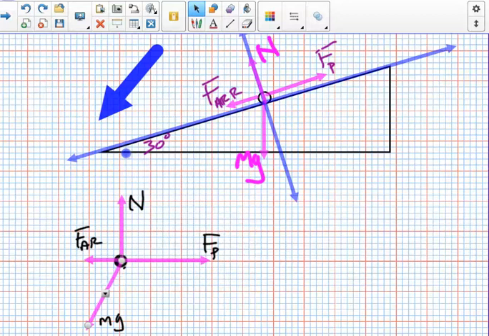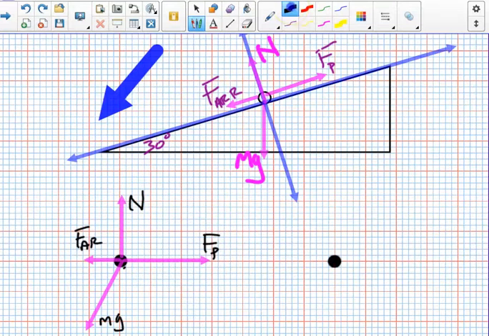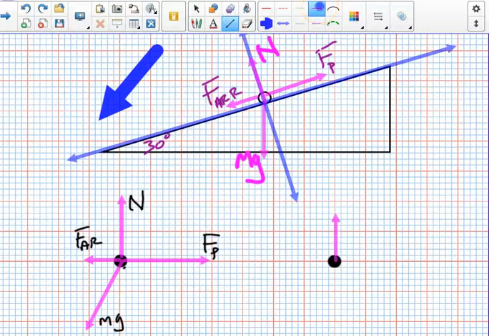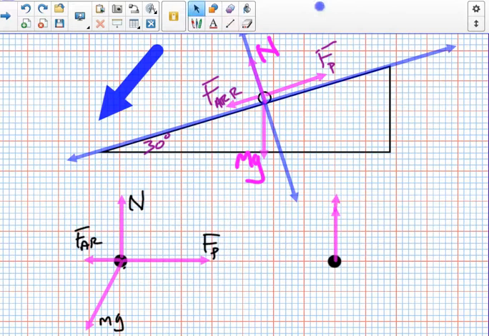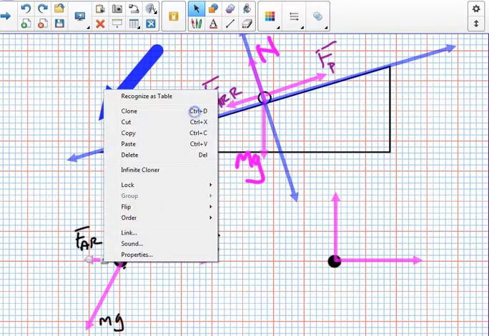So I'm going to take this, put a dot here, and make my component diagram, which is going to break everything up into its x and y components. Well, some of them I don't need to break up. Normal force is normal force. Normal force is no big deal. In fact, we'll just clone it. That propulsion force is the same, because it's all in the x.